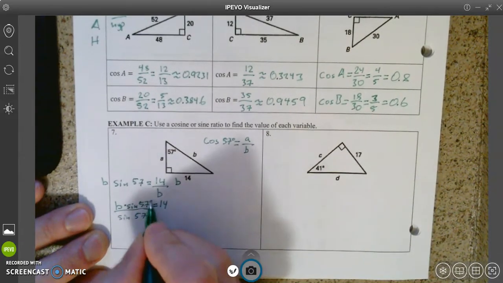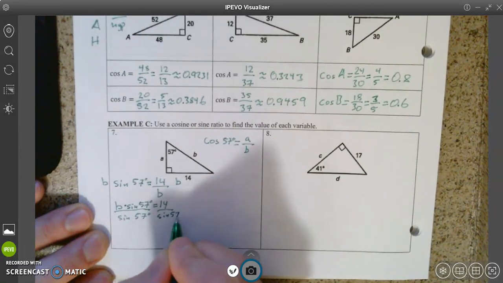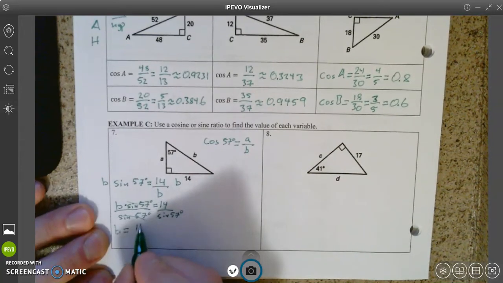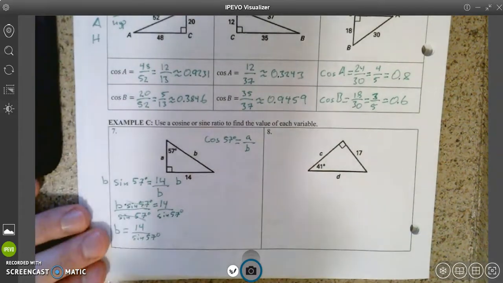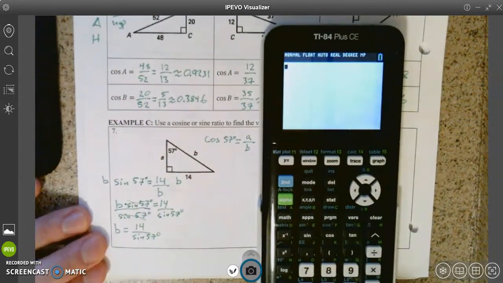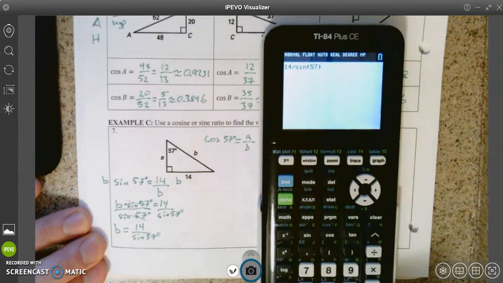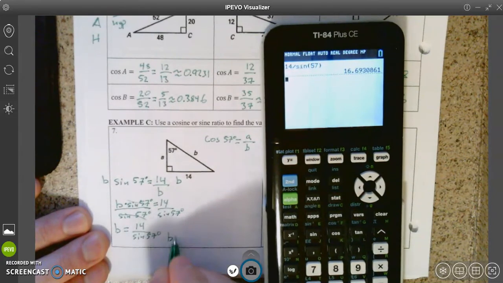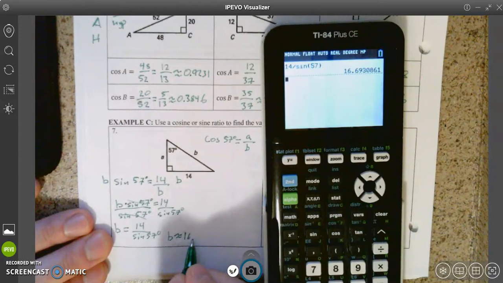On this side, need to put my degree symbol. And then on this side, sine of 57 degrees. These cancel. So B equals 14 over sine of 57 degrees. So I plug that in my calculator: 14 divided by sine of 57 degrees. And I get B is approximately equal to 16.7.